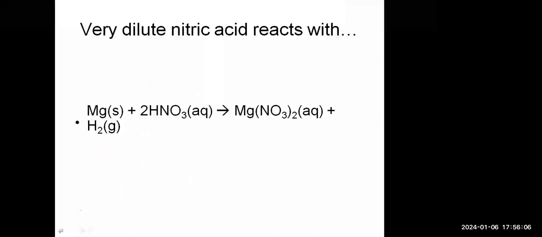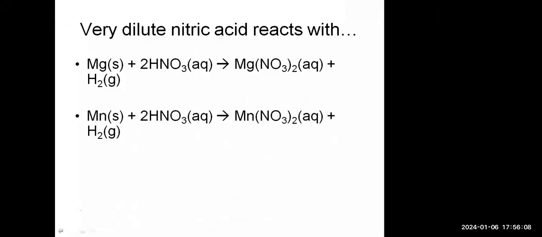But there are 2 metals, magnesium and manganese, which react with very dilute nitric acid. Now, very dilute nitric acid is not a very good oxidizing agent. It will not oxidize hydrogen gas to water. So very dilute nitric acid will give this reaction. It will show hydrogen gas bubbles in acid, with magnesium and manganese, right?